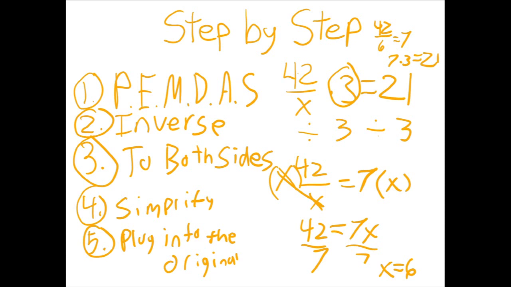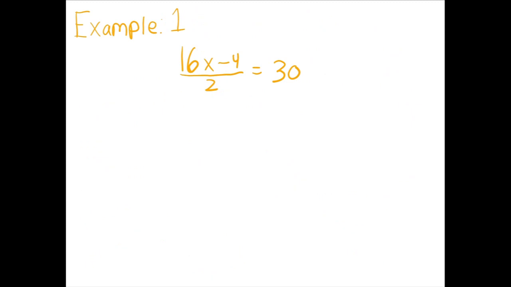So just remember the 5 steps: identify the order of operations that's happening in the equation, do the inverse of whatever operation it was, do it to both sides, simplify down, and then repeat these steps until x is isolated. Then plug whatever x you got into the original equation, and it should work. So let's do some examples now that we have the gist of it.